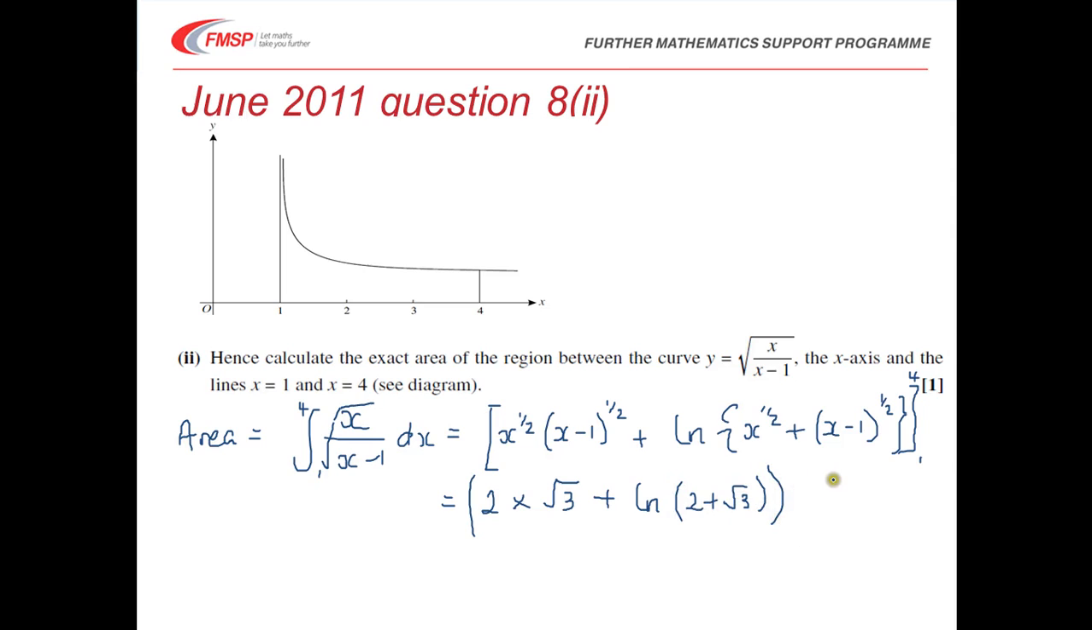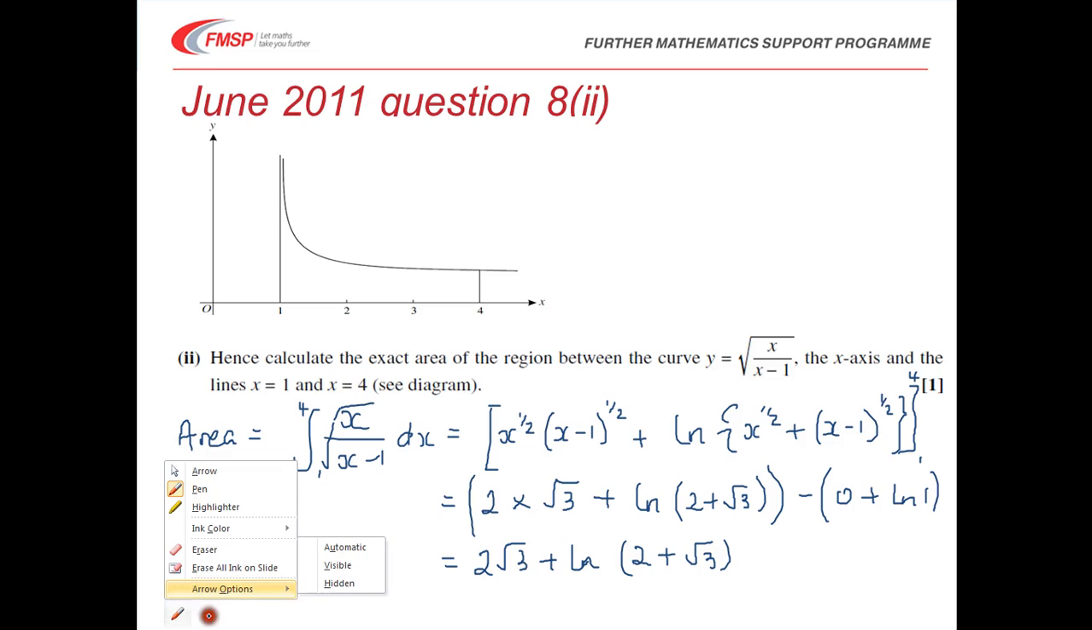And then from that we're subtracting. When x equals 1, this term will disappear, so we'll get 0. And here we'll have log of 1, and log of 1, of course, is equal to 0. So what we end up with is 2 root 3 plus log of 2 plus root 3. So there was just a mark for working that through. So just 1 mark.